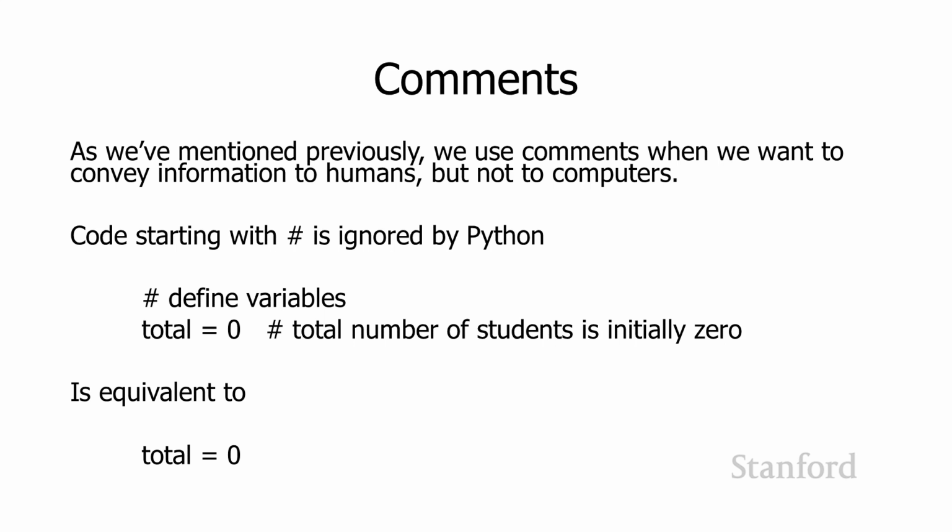And then the next line, total equals 0, number sign, total number of students is initially 0. It is going to process the total equals 0, that's not behind a number sign. But as soon as it sees that number sign, it says, oh, the rest of this line is for humans, I'm going to ignore it. So this whole thing is going to get treated by the computer as just total equals 0.